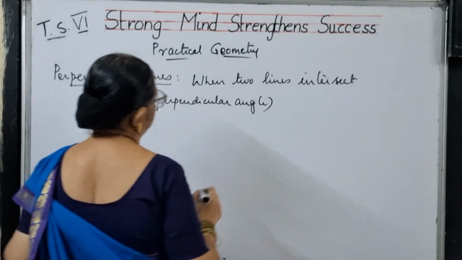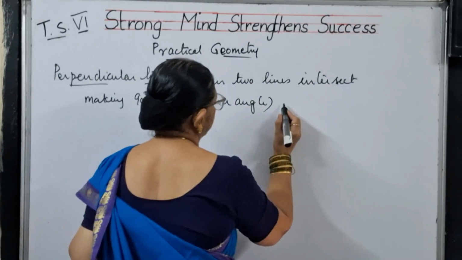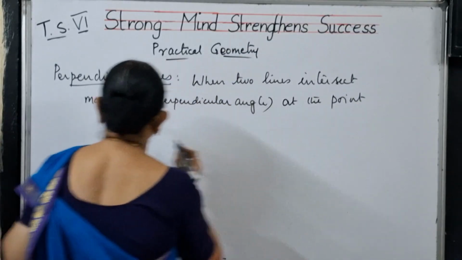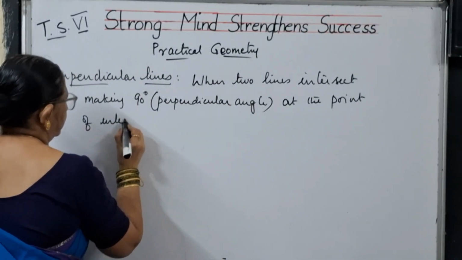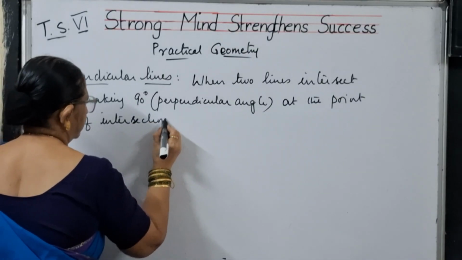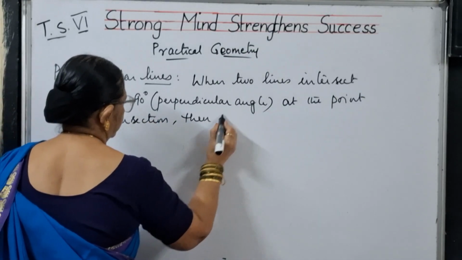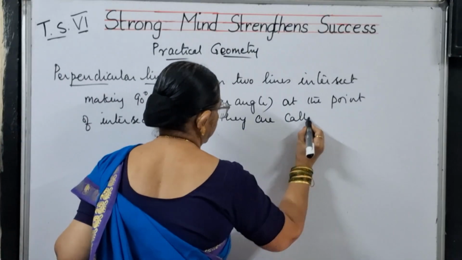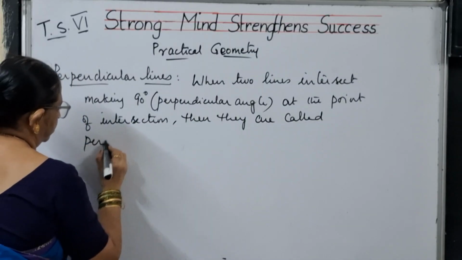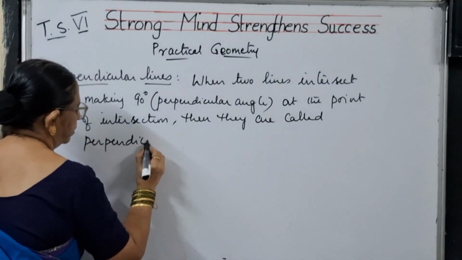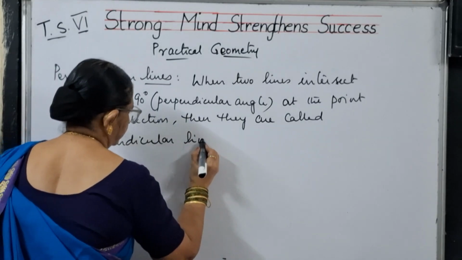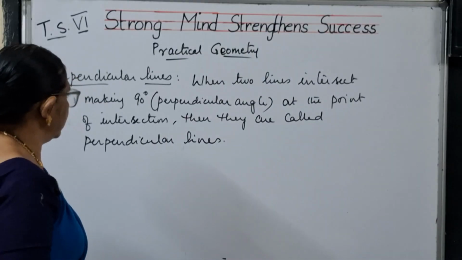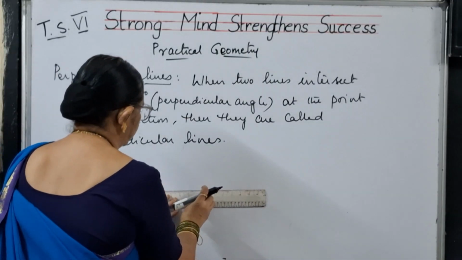90 degrees. When two lines intersect making 90 degrees at the point of intersection, then they are called perpendicular lines. This is the definition of perpendicular lines. When two lines intersect making 90 degrees at the point of intersection.